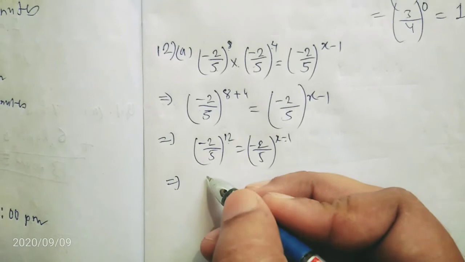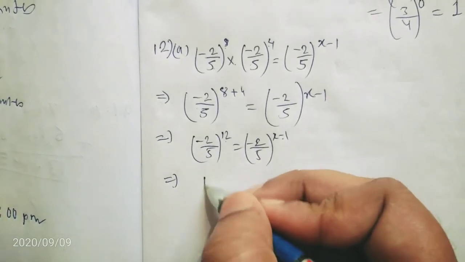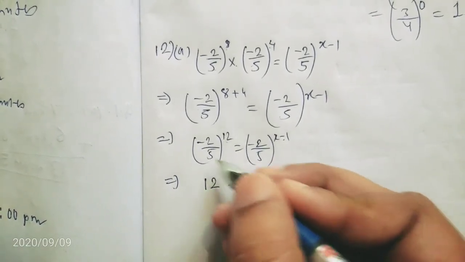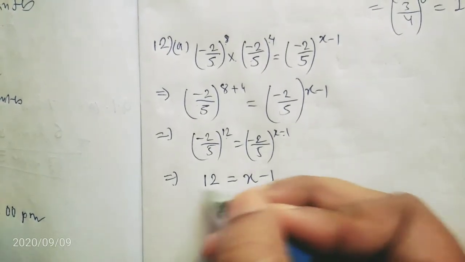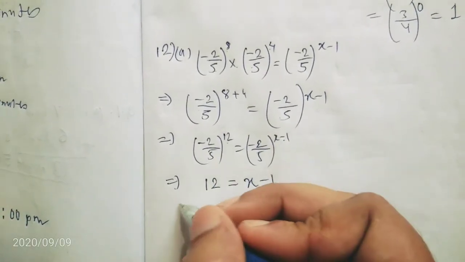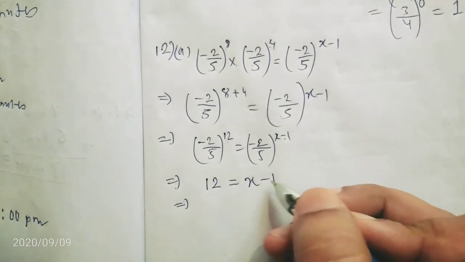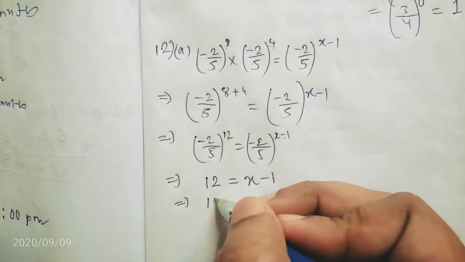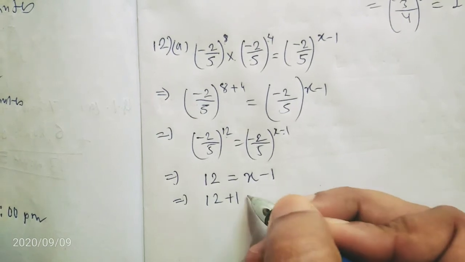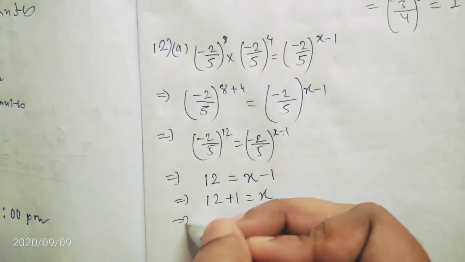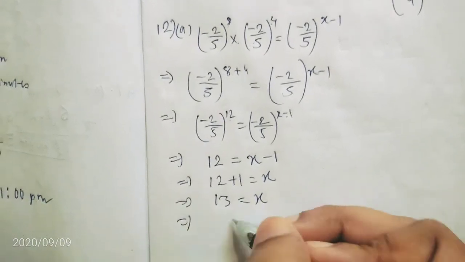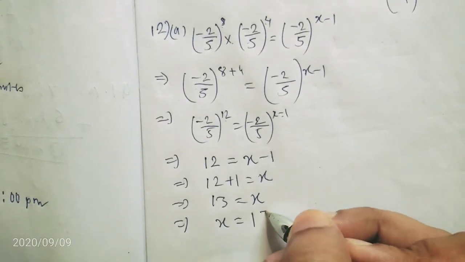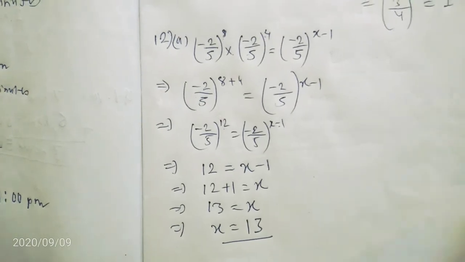So do not cancel like this. Write down the powers. When the bases are same, the powers are also equal. So you can write the powers now here: 12 equal to x minus 1. So now this minus 1 will go there, 12 will become plus 1, it is x. Now it is coming 13. So the value of x is what? 13. Okay, in this way you have to find the value of x. So this is the technique of doing this question.